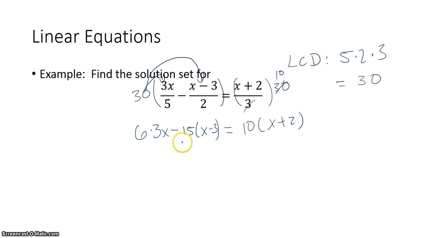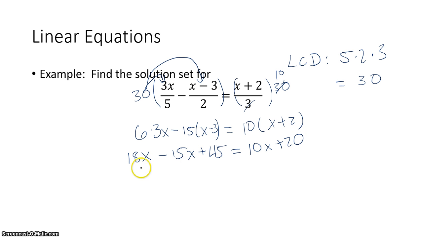Now we have a little more work to do because we want to get all the x's on one side and all the numbers on the other. Before we can do that though, let's simplify and distribute. So 6 times 3 is 18. Distribute the 15 through the parentheses. So minus 15x plus 45 is equal to 10x plus 20.